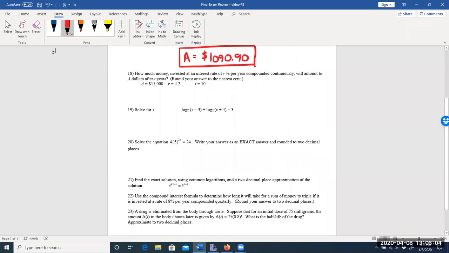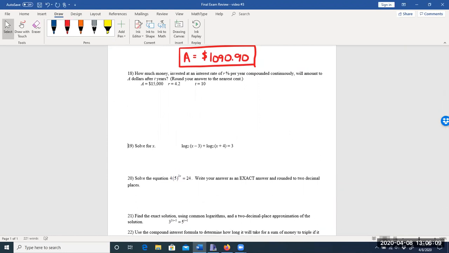So the next one looks pretty close to what we just did, except you may notice that instead of giving us the principal, P, we're given A. It's still compounded continuously, so we're still going to use this formula. But instead of solving for A, we're solving for P. How much money will amount to $8 after T years? So 15,000 is what we want to end with. What we need to invest today, we're not sure.